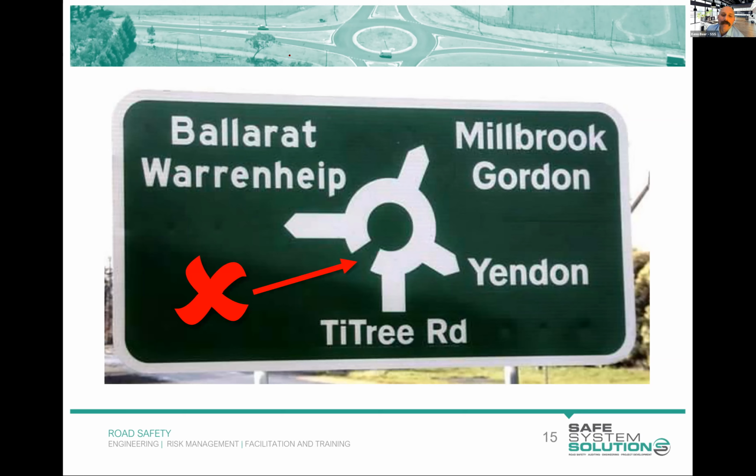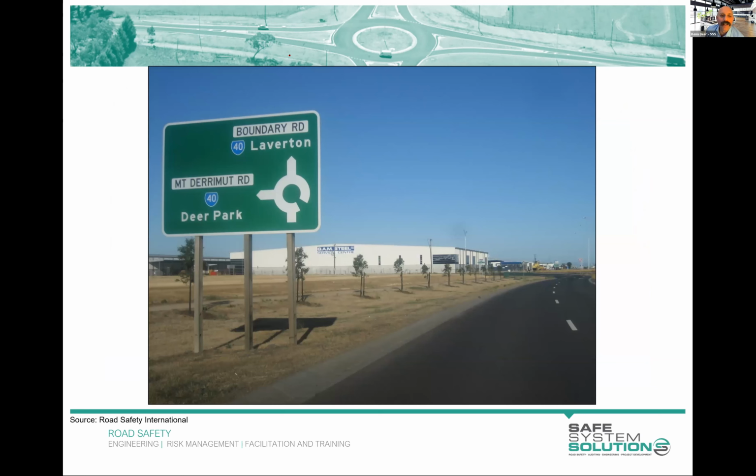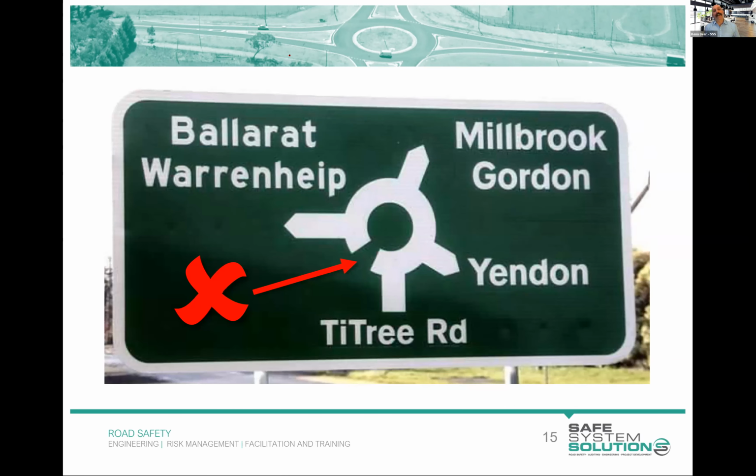And you don't want to actually put it there because that subtly reminds people to drive the wrong way around a roundabout. So we want to see it over on the other side, just to keep indicating which way we drive around a roundabout.